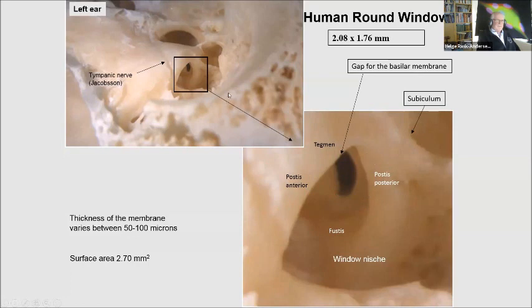here we see the niche, the round window niche with the typical postis anterior and postis posterior, and the tegmen and the niche and how it looks. And if you start drilling without taking down the niche, it's very difficult to know where you enter actually. And as you will see, even if you take down the niche, it's pretty hard.